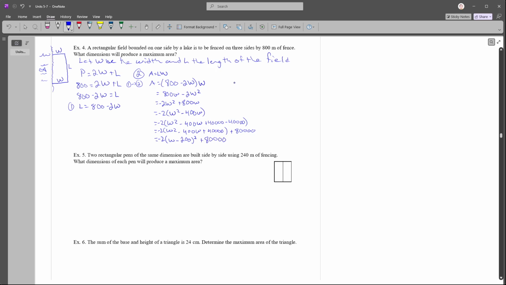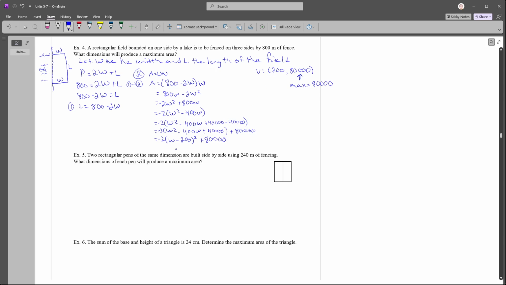All right, what does that mean? It means that our vertex is located at 200, 80,000. Now, what do these values represent? Well, the 80,000 tells us that our max area is equal to 80,000.